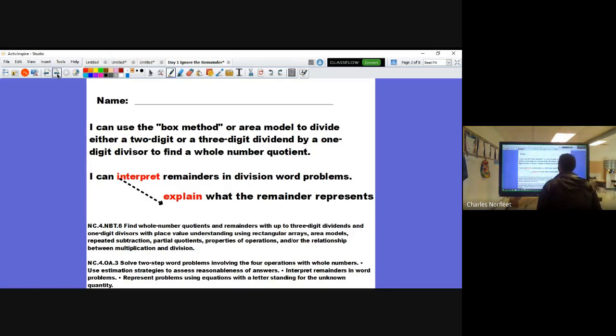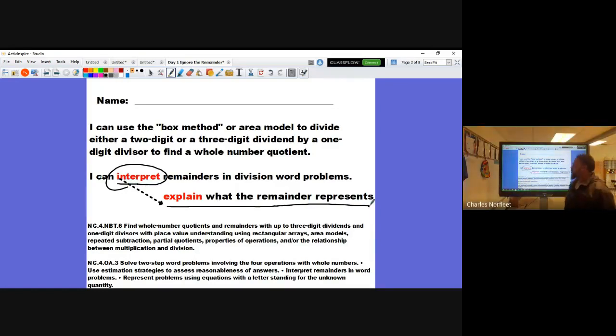All right, so the I can for today: I can interpret remainders in division word problems. And that word interpret means to explain what the remainder means in this case. So we're going to be talking about that remainder that we've been finding last week. We're going to talk about exactly what that means.